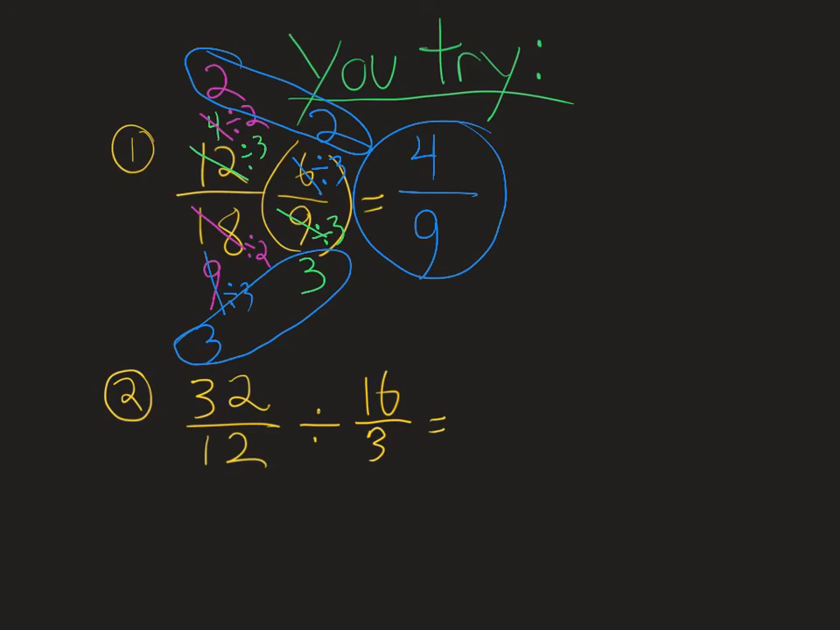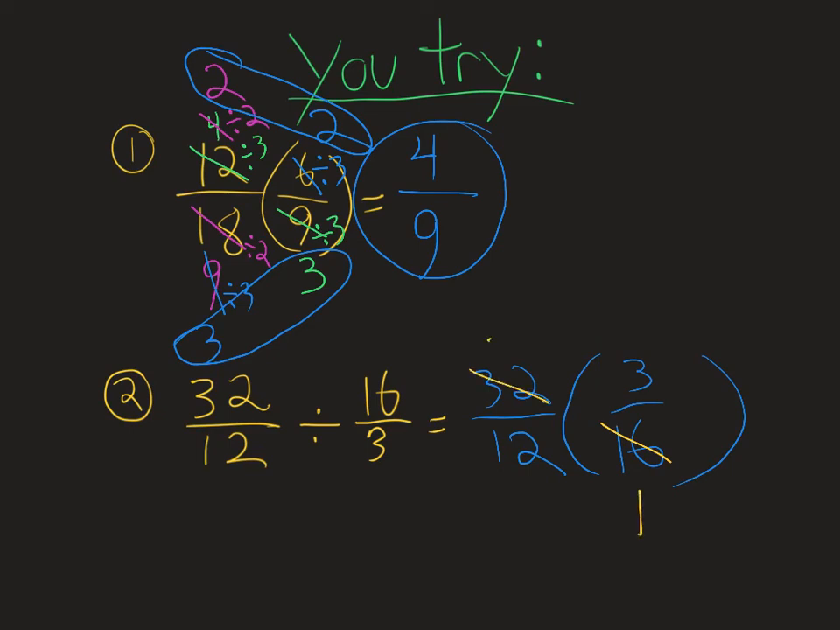Okay, number 2, remember, you've got to rewrite it first. It has to be a multiplication problem. Keep the first one, change it to multiply, flip the second one, and then we'll do the fast version on this. It's as simple as a 16 can divide into both of these.